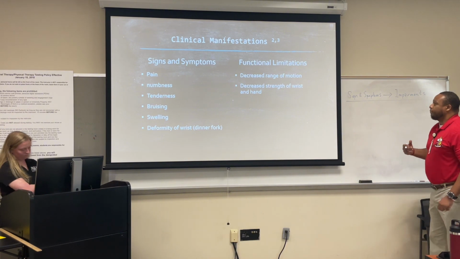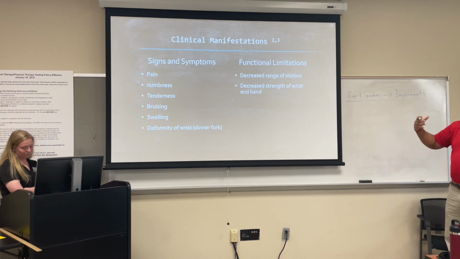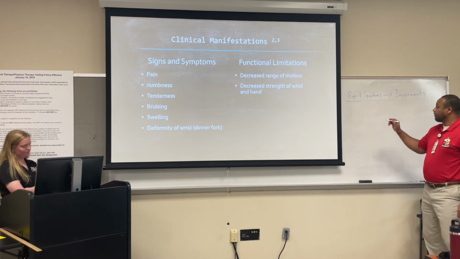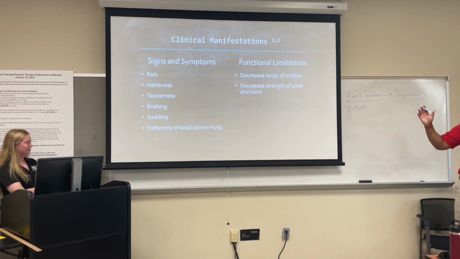So if I'm talking about impairments in comparison to functional limitation, on this slide where it says decreased range of motion, would that be an impairment or a functional limitation? It is an impairment. So decreased range of motion is an impairment. All right, what about decreased strength of the wrist and hand? Is that an impairment or a functional limitation?